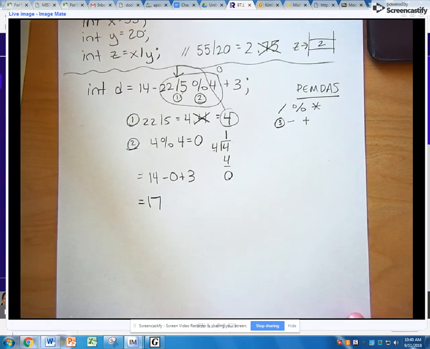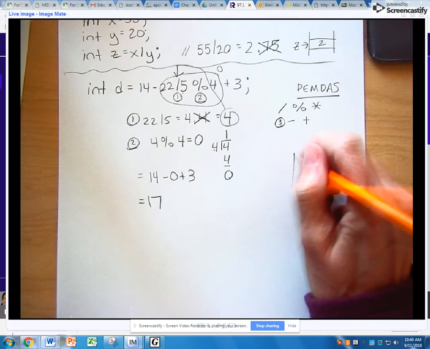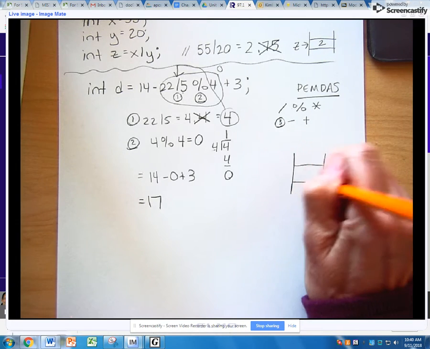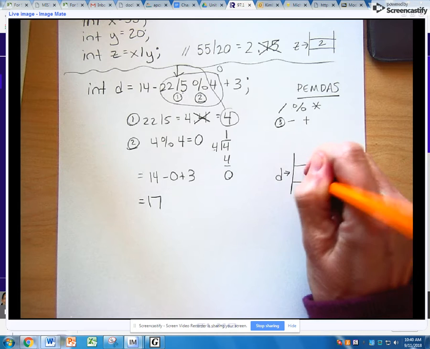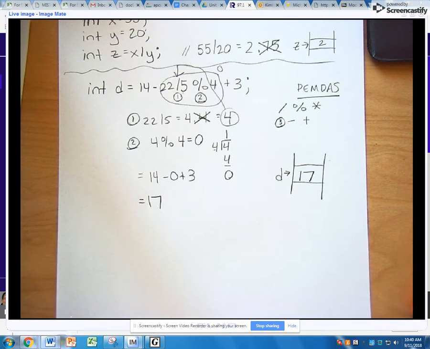All right, so in memory, like we did up here, if I was to draw a memory tree, D would be pointing to a memory location where 17 is stored.